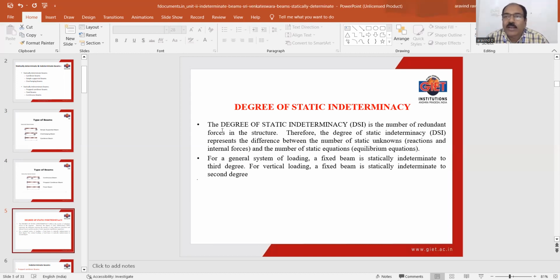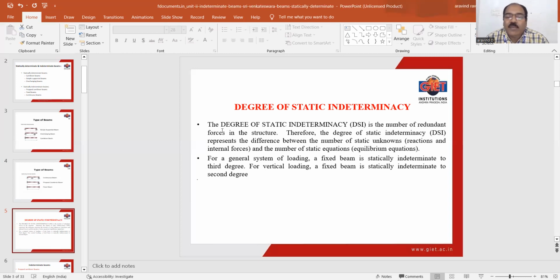As we all know, the simple equilibrium equations available are three in number. One is total horizontal forces equal to 0, total vertical forces equal to 0, and total moments in a given element or a part of the structure or a structure equal to 0. Those three are known as the simple static equilibrium equations.